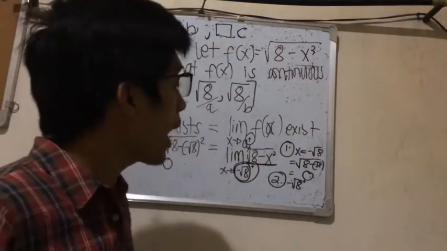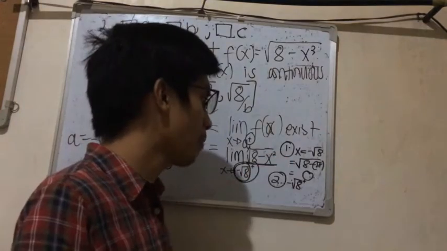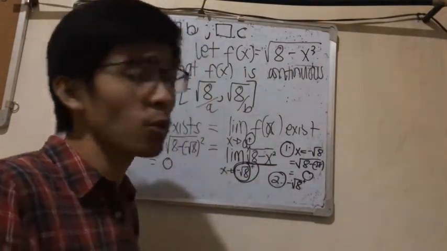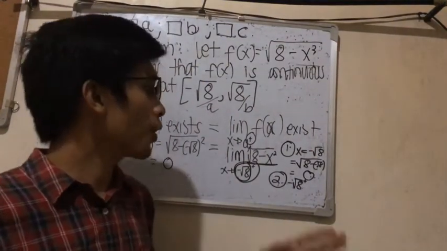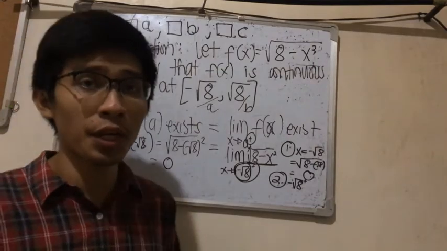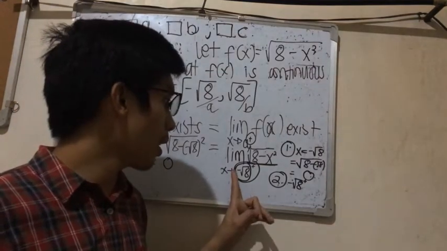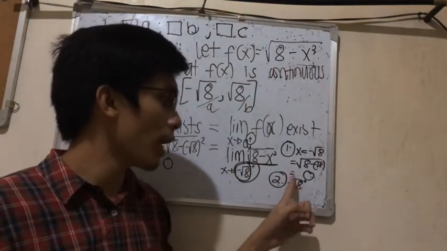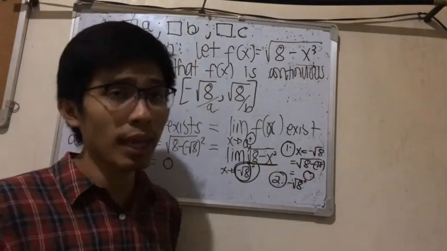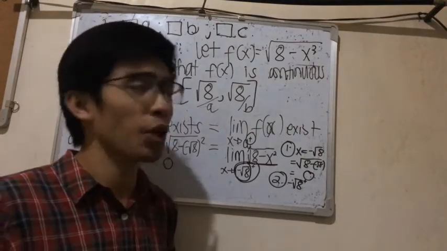I know it's hard for you to identify the value to the right of negative square root of 8. For step number 2, we now consider all the values, considering the sign at the top. So as x approaches negative square root of 8 from the right, I have to choose at least one number that's located to the right of negative square root of 8.